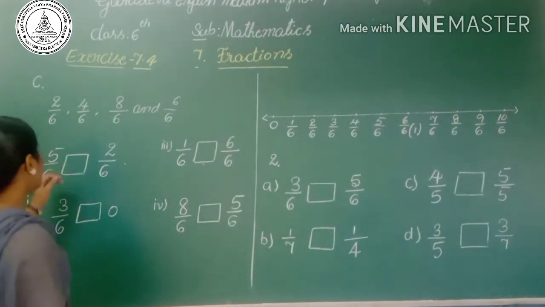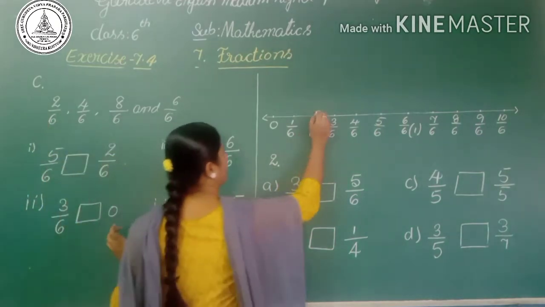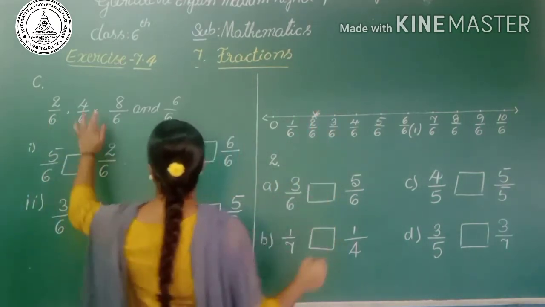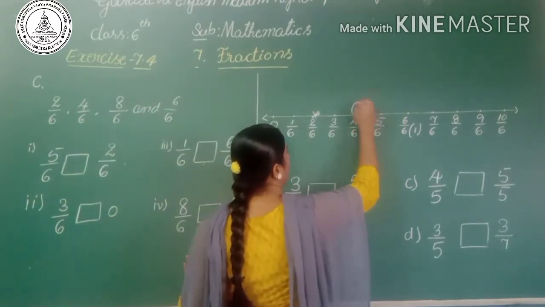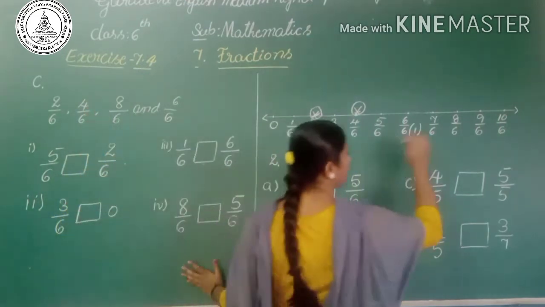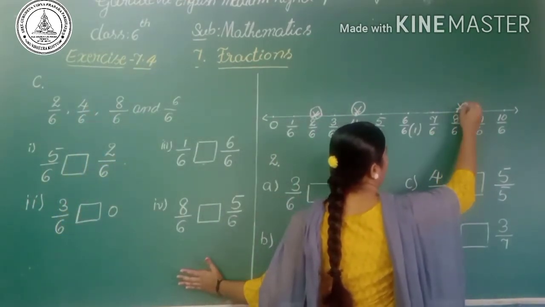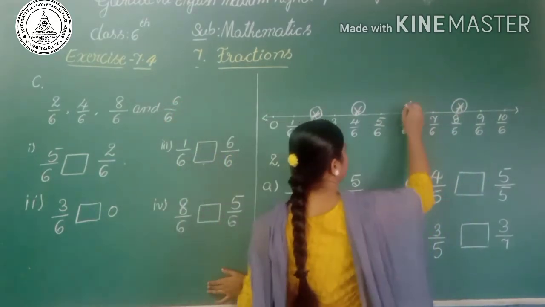Yes. Let's mark the points. 2 by 6. Yes, 2 by 6 is here. Then 4 by 6. Yes, it is here. Then 8 by 6. 8 by 6 is after the whole. Then last one 6 by 6.